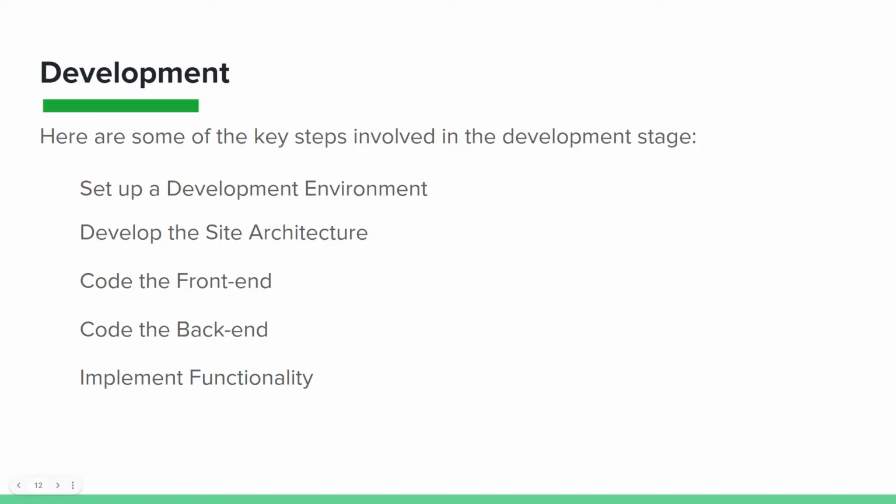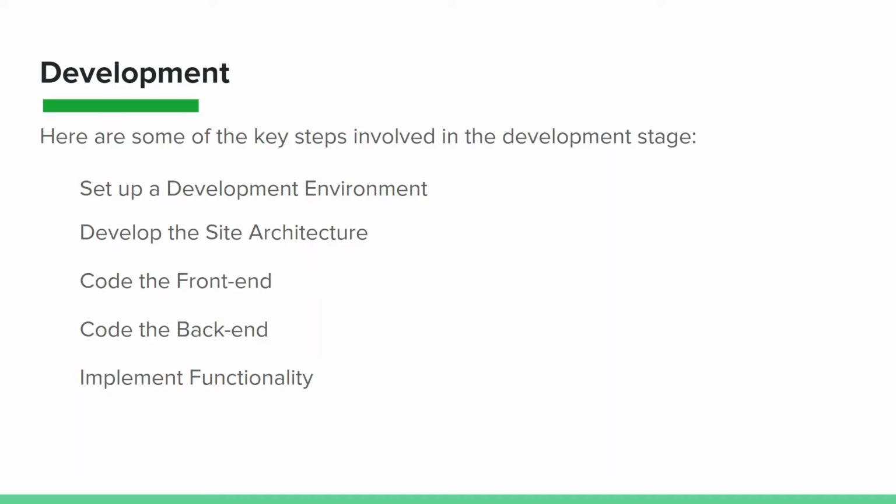The next thing you want to do is implement the actual functionality. So once the front end and the back end are developed, it's time to implement the site's functionality. And this can involve integrating third-party APIs and setting up forms and other user interactions and ensuring that the site is responsive and mobile-friendly, which is more and more important nowadays as Google is ranking websites that are responsive on different devices higher than the ones that don't.